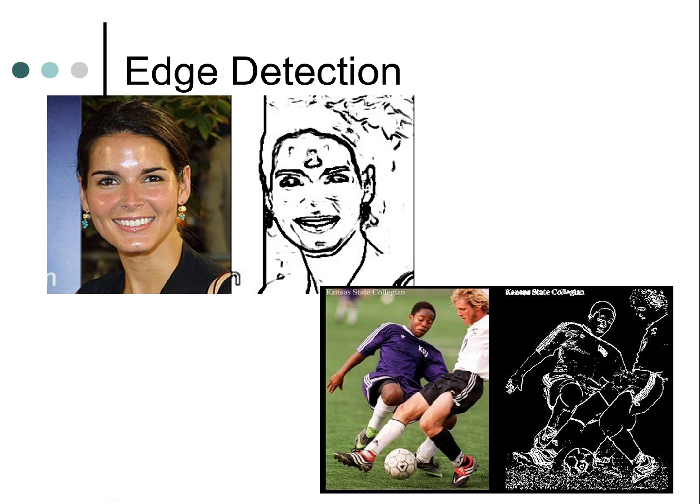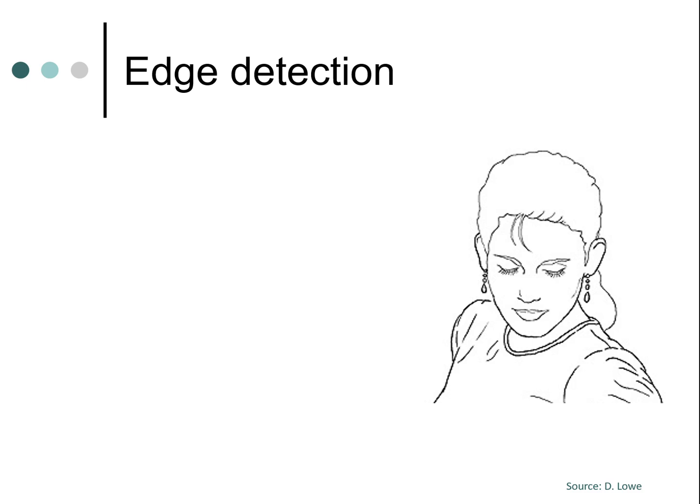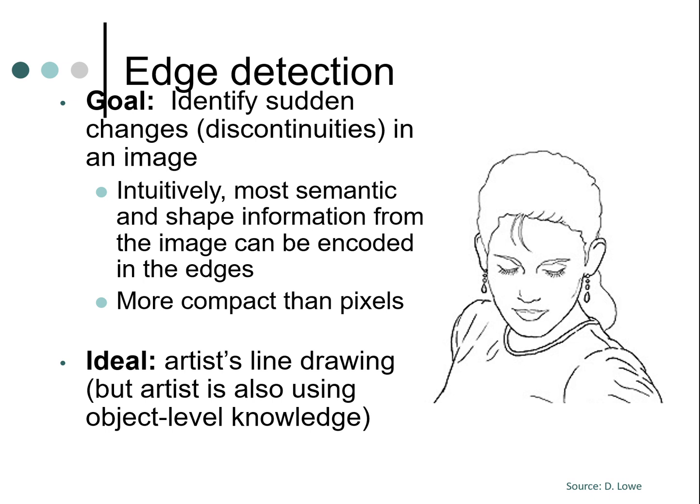Today's topic is edge detection. In these two images, it shows how the edges of the particular images have been detected. You can see a girl only with the edges. It means the goal of edge detection is to identify sudden changes or discontinuities in the images. Intuitively, more semantic and shape information from the images is encoded in the edges. These are more compact than the pixels.